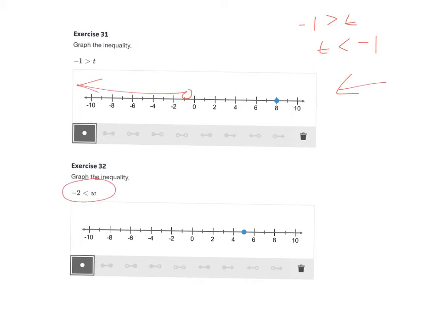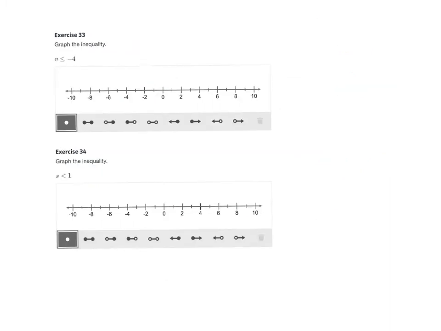32 is another one we're going to flip. W is greater than -2. -2, open circle. The inequality tells us it's going to go to the right. 33, we get v is less than or equal to -4. So it's less than or equal to, so we should have a shaded in circle. Direction from the inequality tells us it's going to go to the right.